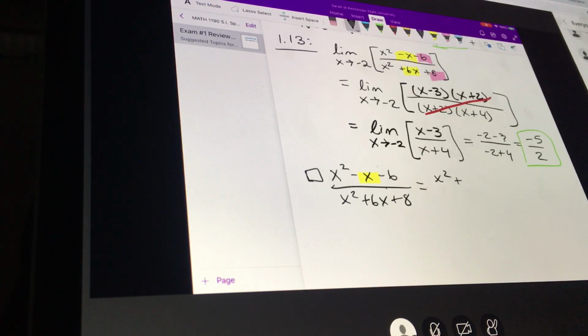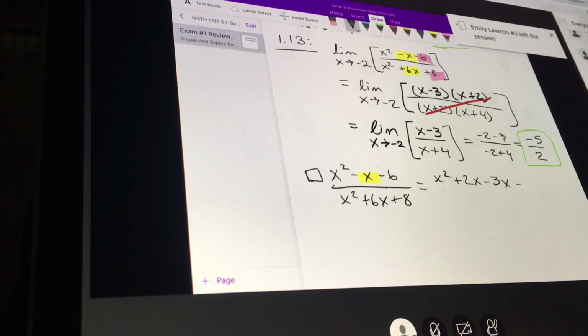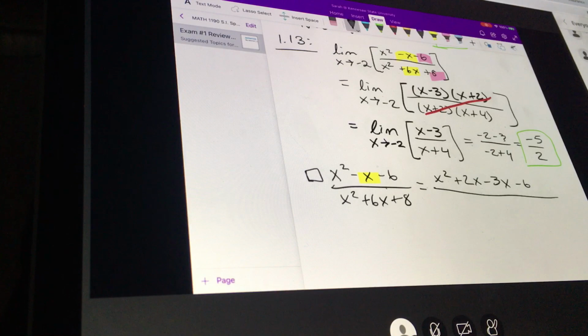So let's do x squared plus 2x minus 3x minus 6. And the same thing with the denominator. We get 4 and 2. 4 and 2 add to 6, but multiply to 8. So we get x squared plus 2x plus 4x plus 8.